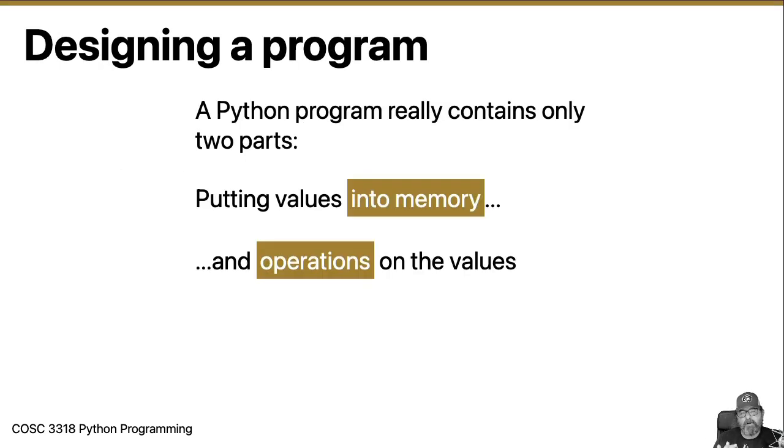Okay, so designing a program, I want you to think about this. In a Python program, there are really 2 things we do. We put values into memory, and then we do stuff with those values. That's really all we're doing. So we get information from a person because they type in their name, or we store a well-known value like pi, 3.1415, blah, blah, blah, into a variable, and then we use that for math operations. It's all about putting data into memory, and then doing operations on those. And those operations can include things like printing the values to the screen.